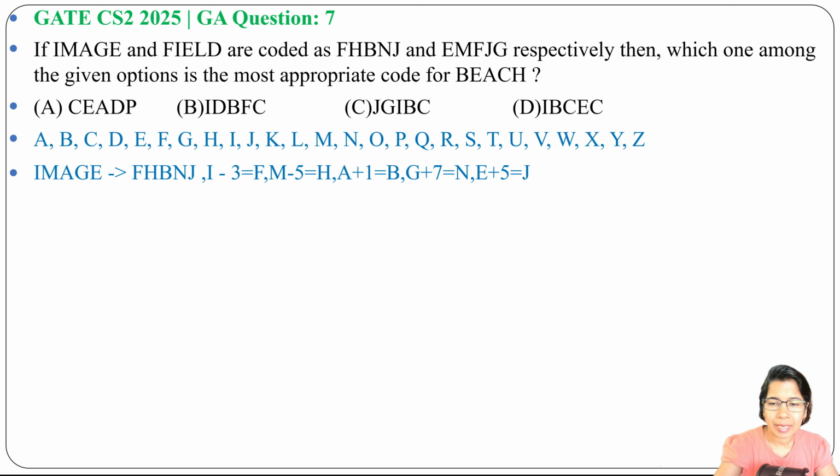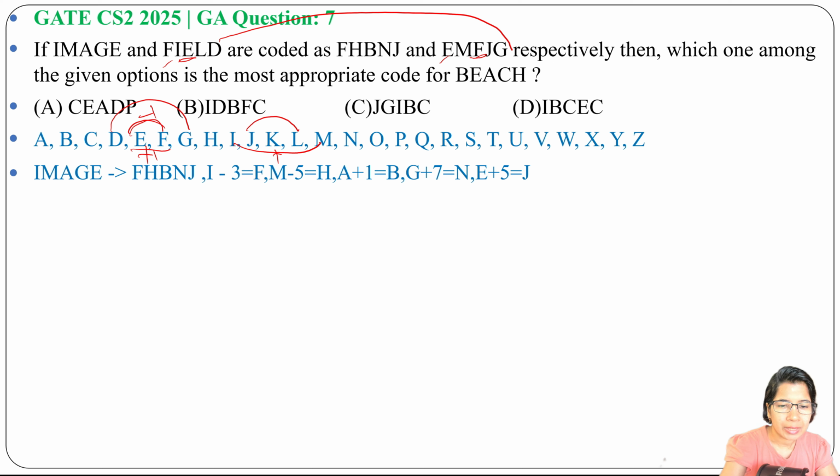FIELD and EMFJG. So the middle one should be plus 1. E and F. Yes, this is plus 1. Then F and E, that is minus 1. So last should be D and G. Yes, this is D and G. Then I and M. So this is plus 4. The next one is J and L. Okay. E, F, G, D, I, M, L, J.